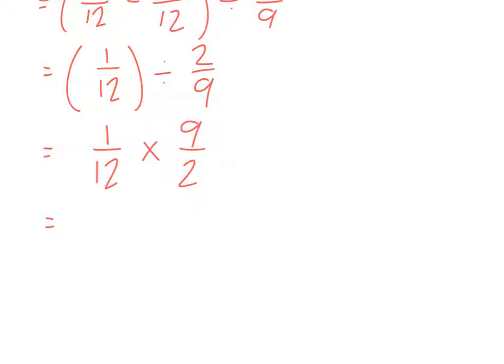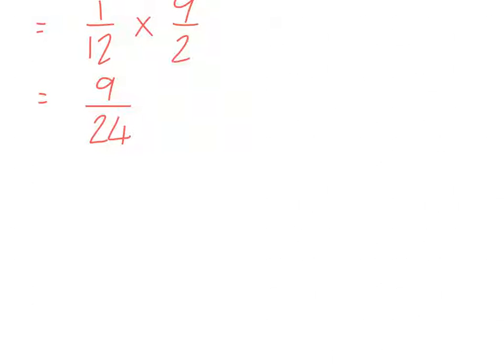So 1 times 9 is 9, and 12 times 2 is 24. We can simplify this. The number 3 goes into 9 and into 24. 3 goes into 9 3 times, and 3 goes into 24 8 times. So that gives us 3/8, which is the final answer to the first question.